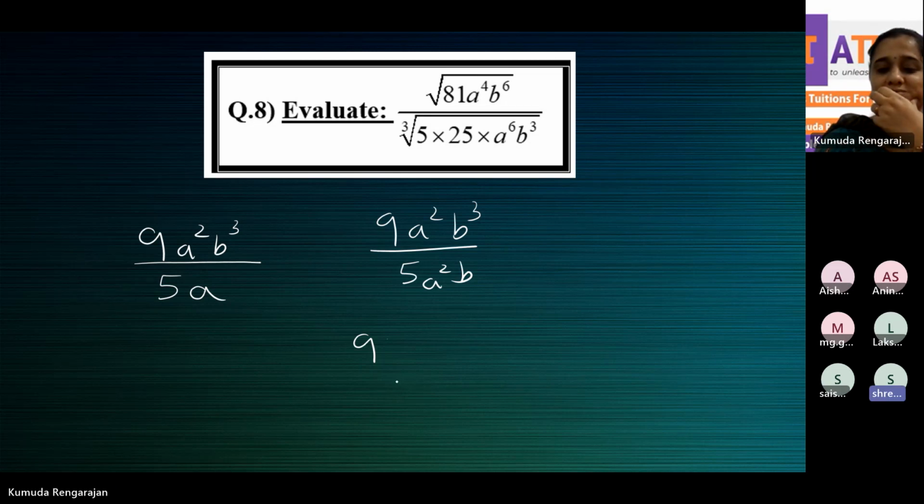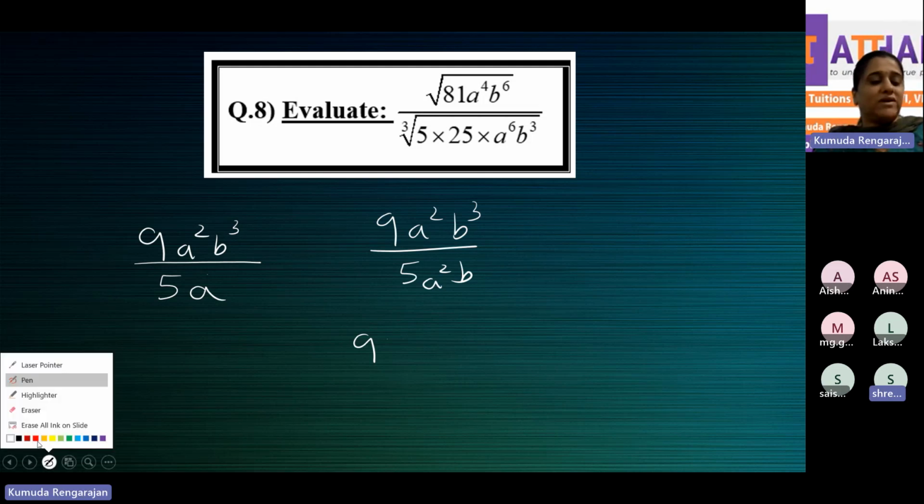I forgot to add another thing, ma'am. It's 5 a cube and b. Not a cube. Why? From a to the power 6, only two a's will come out. Oh yeah, okay. We'll see why.